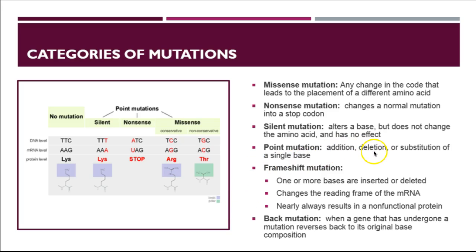In addition and deletion point mutations, we end up with a frame shift. And this causes a change in the reading frame of the messenger RNA. Remember, the messenger RNA is read in 3 base codons, so 3 groups at a time. Well, if we add a nucleotide or we delete a nucleotide, this shifts how the messenger RNA is read. And these types of mutations nearly always result in a protein that is non-functional.